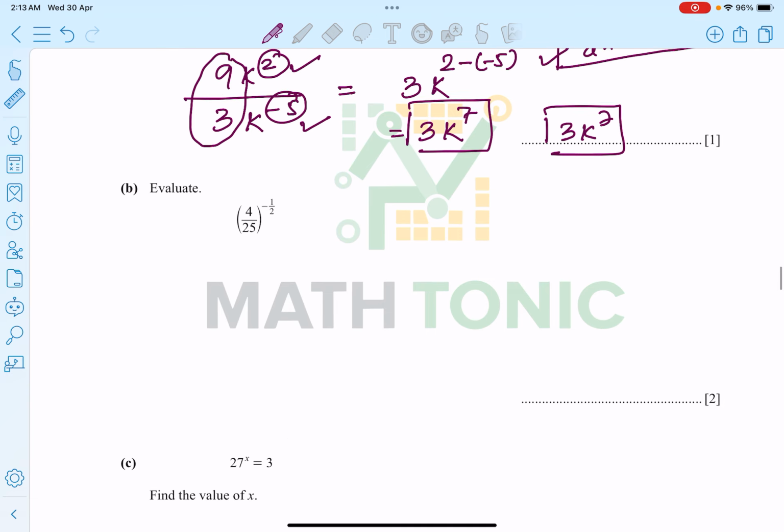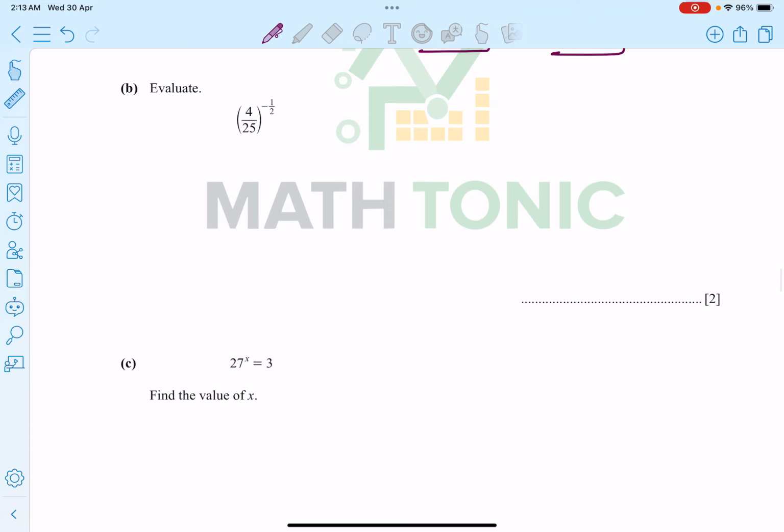Yes. Evaluate 4 over 25 power negative half. So what does it mean?